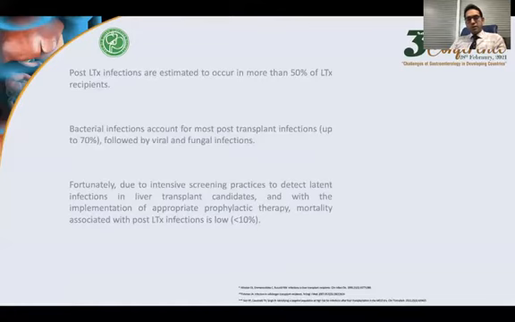Post liver transplant infections are estimated to occur in more than 50% of liver transplant recipients. Bacterial infections account for most post transplant infections, followed by viral and fungal infections. Fortunately, due to intensive screening practices to detect latent infections in liver transplant candidates, and with the implementation of appropriate prophylactic therapy, mortality associated with post transplant infections is low and has been documented to be less than 10%.